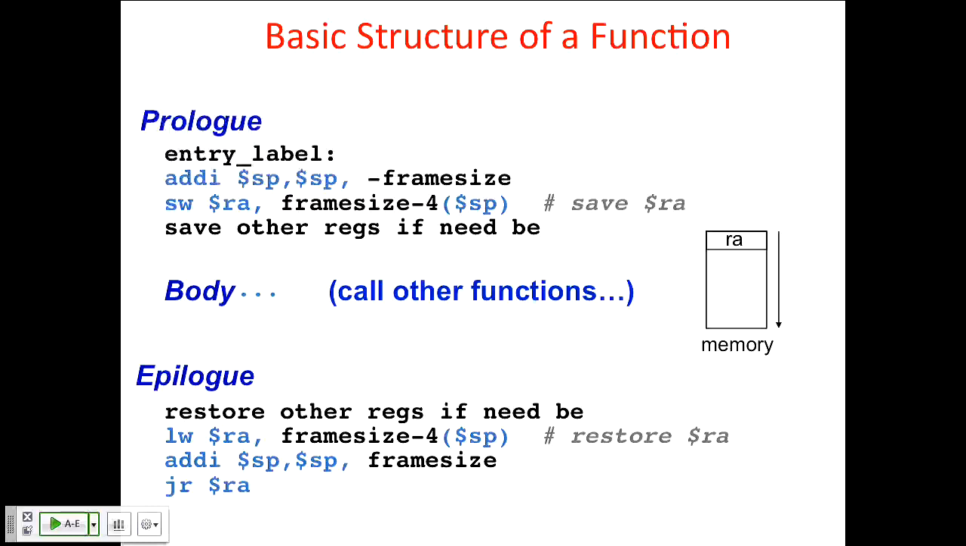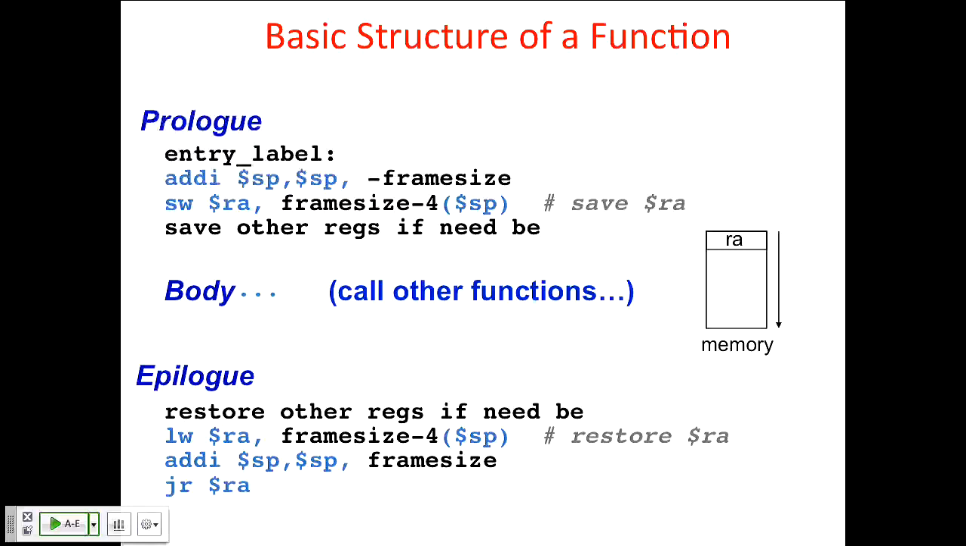the stack pointer. Then we're going to save any registers we need to first. Then we're going to actually do all the work we need to do. And then we're going to restore all the registers, including the return address, deallocate the stack frame, and return. So every function will have the same pattern to it, okay?